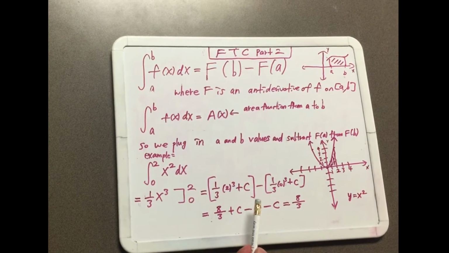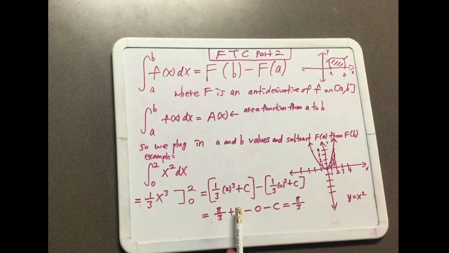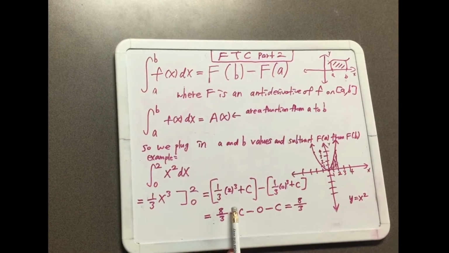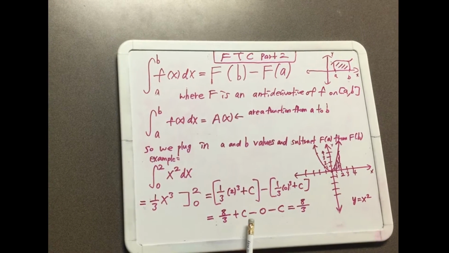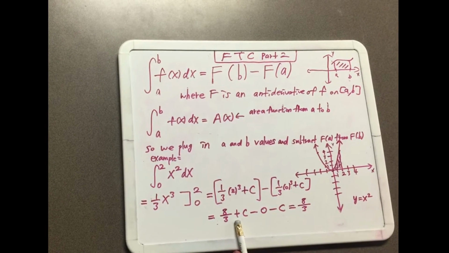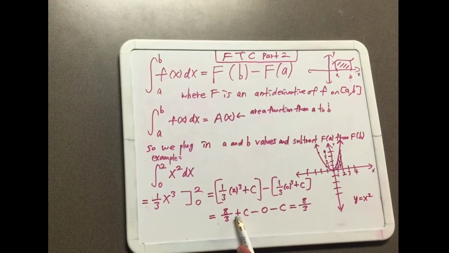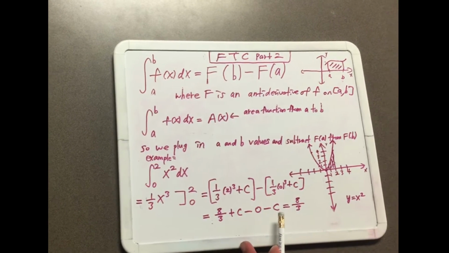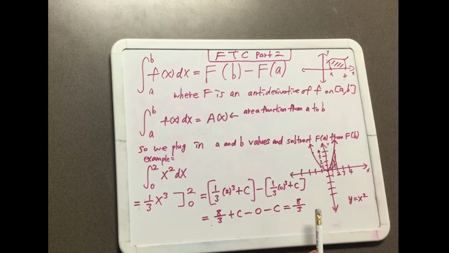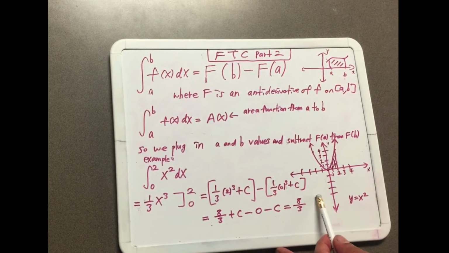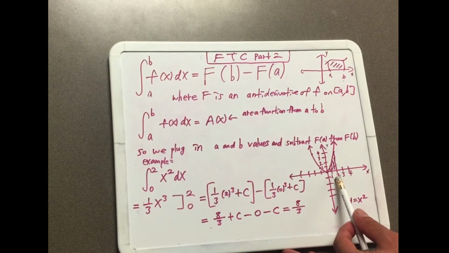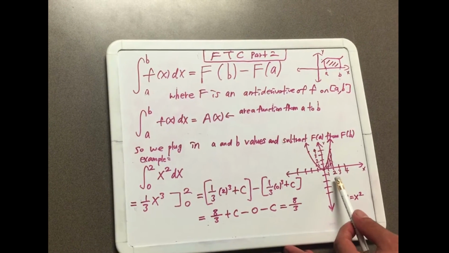0 cubed plus c. Then we subtract 1 over 3 times 2 cubed plus c minus 1 over 3 times 0 cubed plus c, which gives us 8 over 3 plus c minus 0 minus c. The c's cancel out, which ultimately gives us 8 over 3 as the area from 0 to 2. This graph is a representation of the area from 0 to 2. The shaded area is the area from 0 to 2.